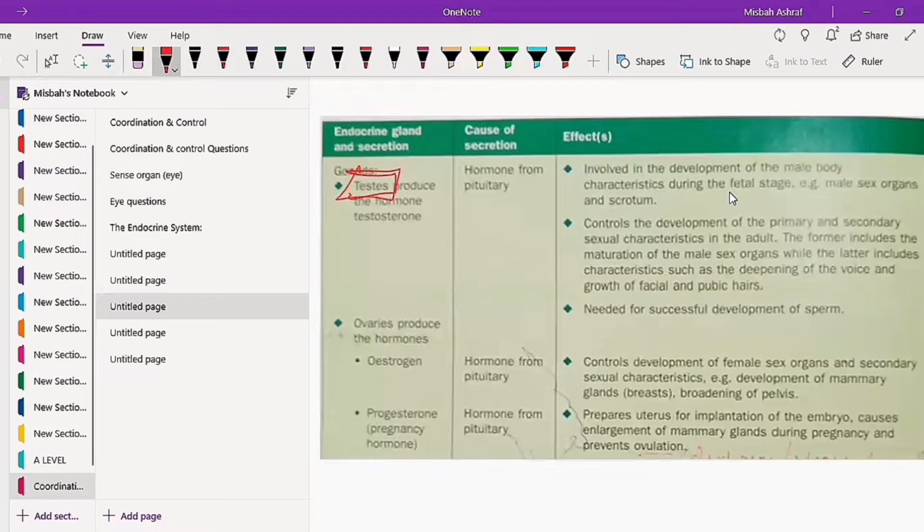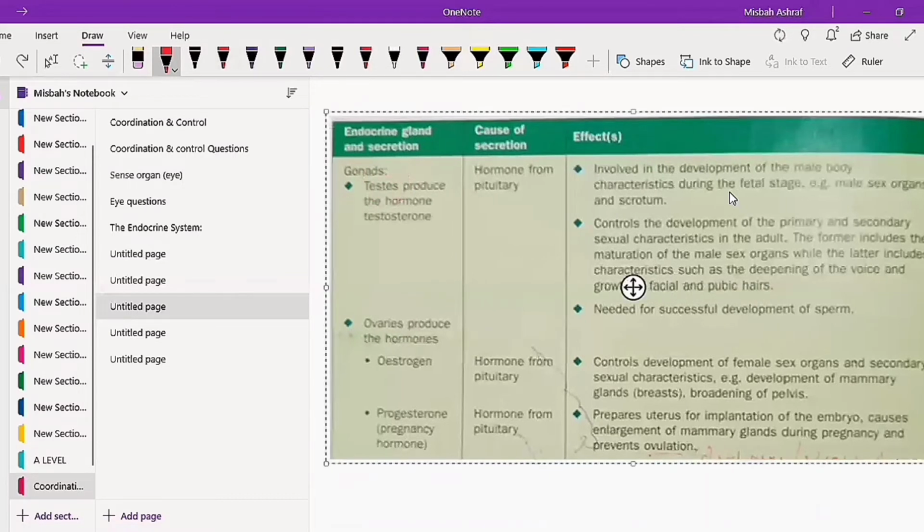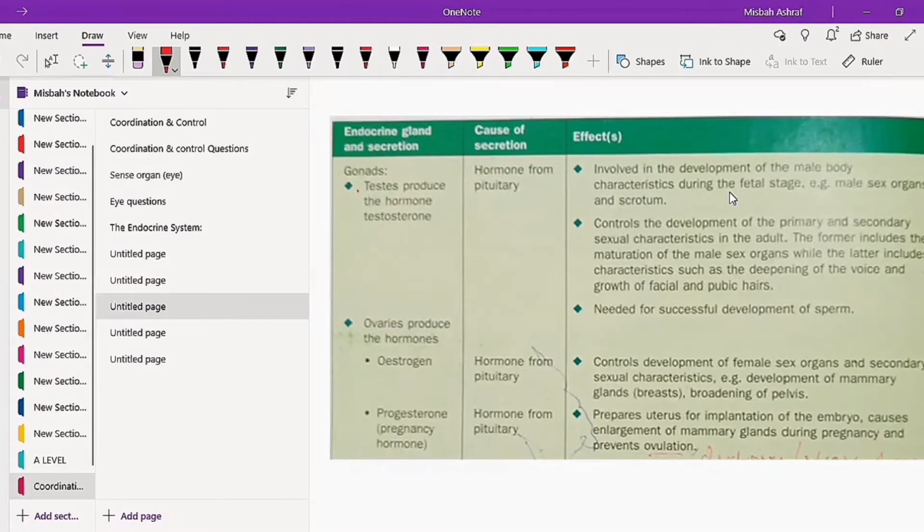Reproductive organs in male, and in female, ovaries are the reproductive organs. We will study about them in detail in reproduction, right? Once we study reproduction, it will be easy for you to understand the terms which are used here. Writing this, okay. Gonads are the reproductive organs. Testes are in male, and ovaries are in female, right?